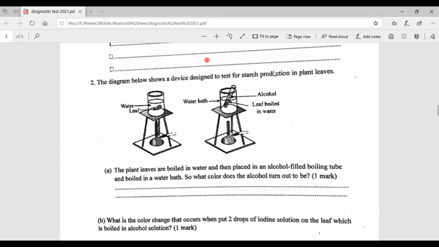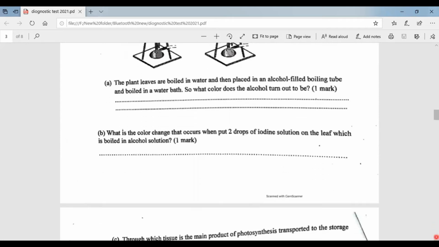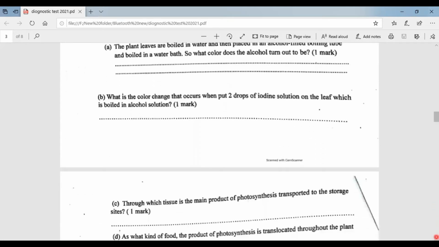Next question, B part. What is the color change that occurs when you put 2 drops of iodine solution on the leaf which is boiled in alcohol? The color change is iodine's yellow color turns into purplish blue color. You have to write it down as a change.